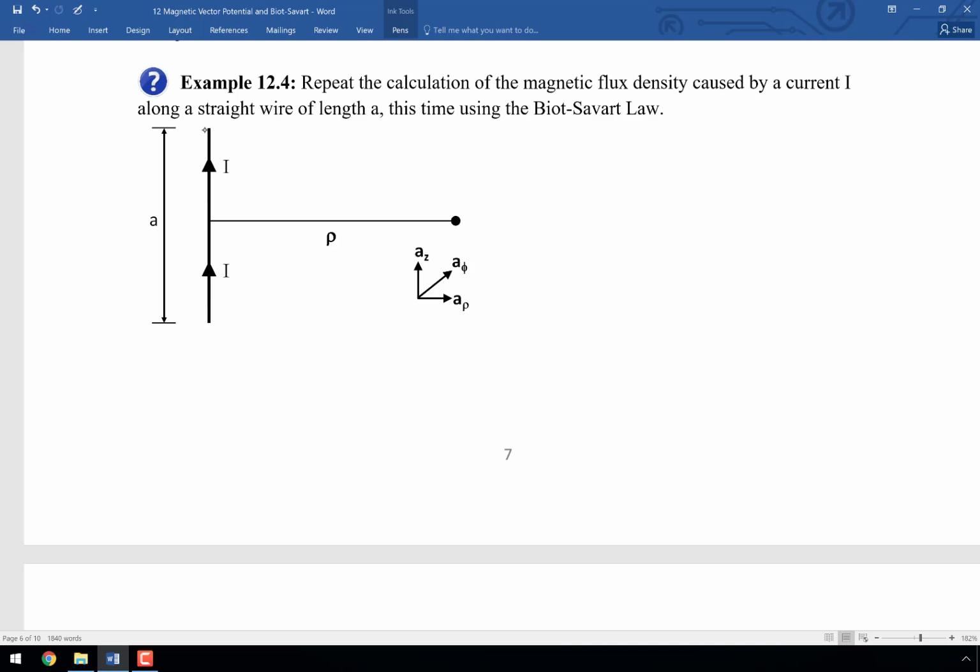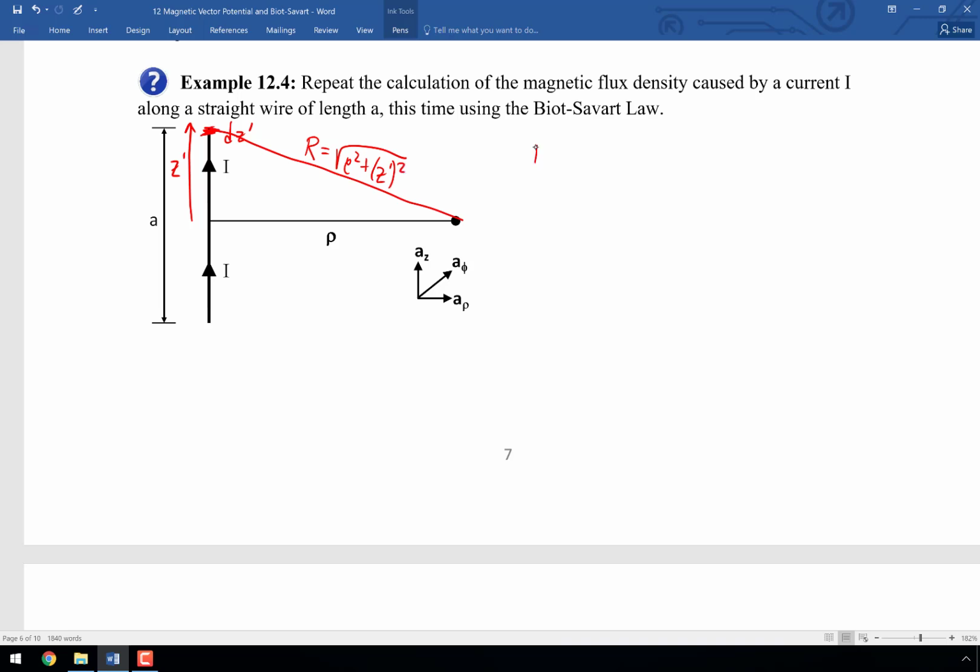So we're going to again take a little piece of the current here, and it's going to be a distance z prime above the origin, and we're going to call this dz prime. By the way, we're still going to consider the primes to be pointing to the location of the current, and the unprimes are going to be pointing to the point that we're testing. So let's again consider what is the distance between those two. So r is equal to the square root of rho squared plus z prime squared.